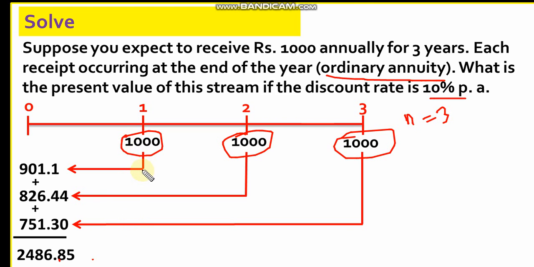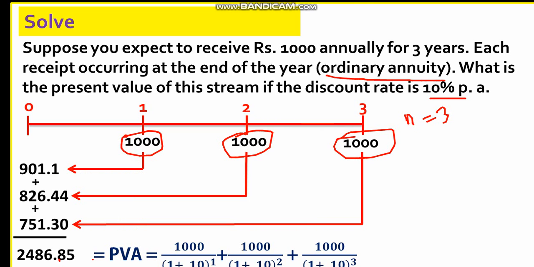First, I can individually convert each 1,000 rupees into present value. How do I do that? See, my discounting rate is 10%, right? So I can take this 1,000 rupees divided by 1 plus 0.10 to the power 1. It is a little bit out of screen.